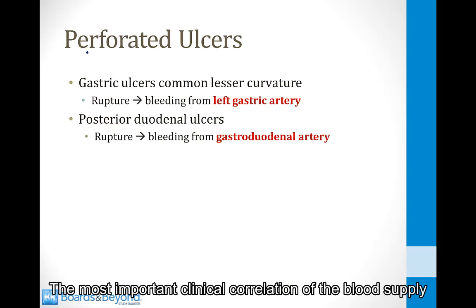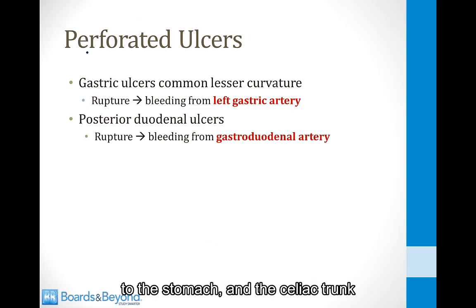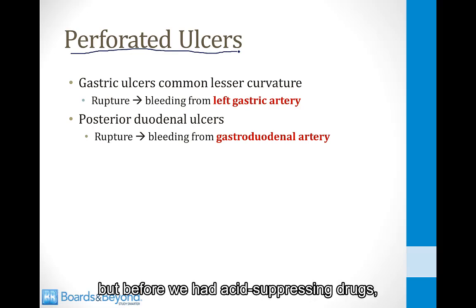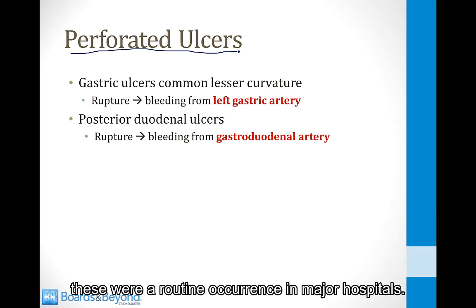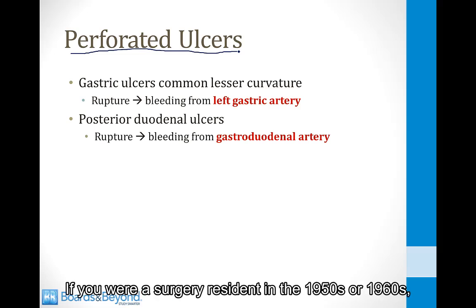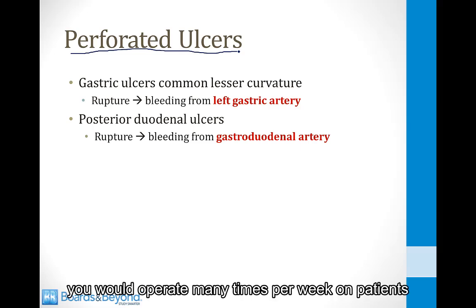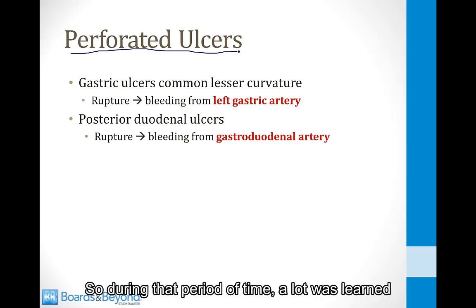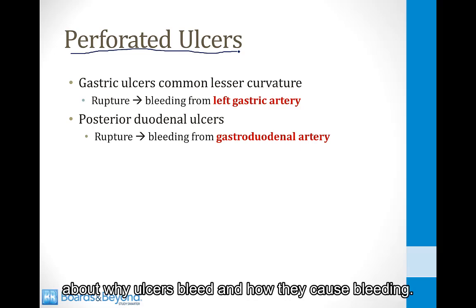The most important clinical correlation of the blood supply to the stomach and the celiac trunk has to do with perforated ulcers. Perforated ulcers are extremely rare in the modern era, but before we had acid-suppressing drugs, these were a routine occurrence in major hospitals. If you were a surgery resident in the 1950s or 1960s, you would operate many times per week on patients who had perforated ulcers because we didn't have good medical treatments for them. So during that period of time, a lot was learned about why ulcers bleed and how they cause bleeding.